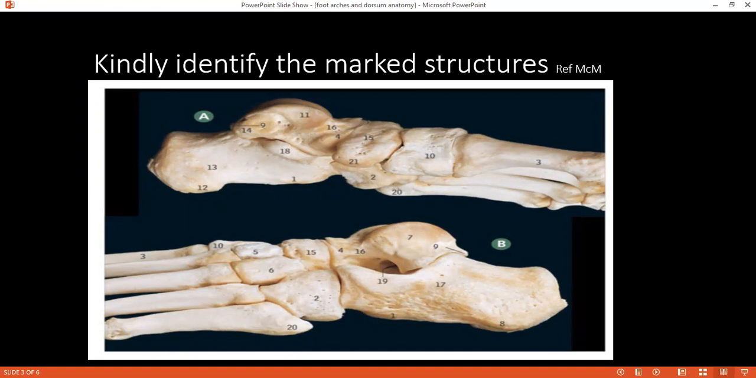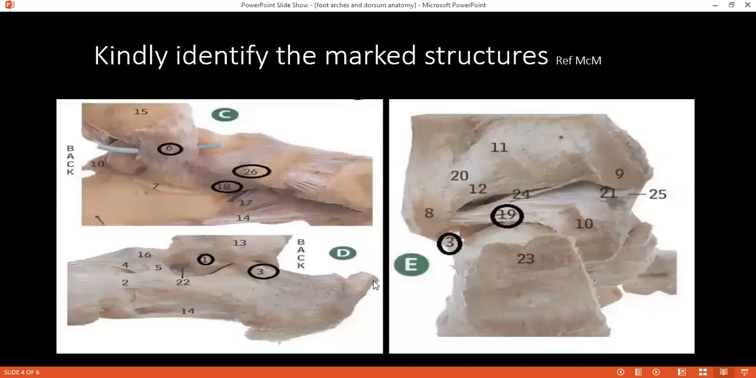Okay. Right. You told me the bones involved in these arches. I didn't ask you that. Would you be able to identify, in the next image, if you can look at this image, C, D, and E, and identify these circled structures, please.